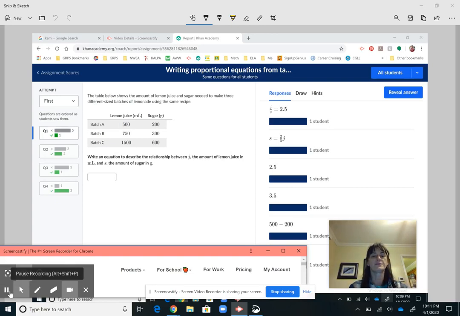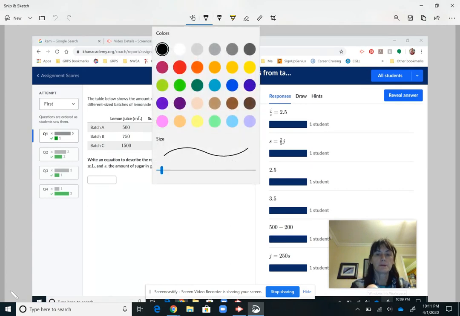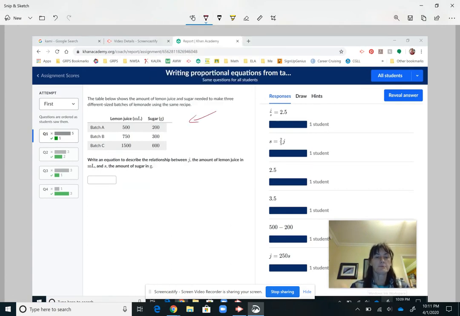Writing proportions from a table. Looking at this table right here, I see a relationship about lemon juice in the first column and sugar amount in the second column. It seems like this is a recipe, and there are 3 different kinds of recipes, 1, 2, and 3. They say, look at it and then write an equation to show the relationship between J, which is amount of lemon, so this is going to be J, and S, amount of sugar.